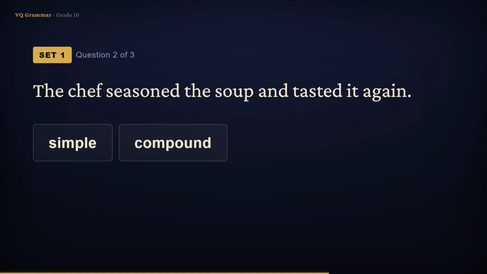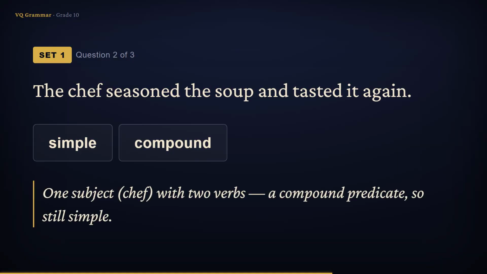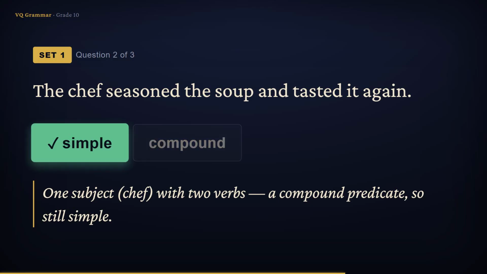The chef seasoned the soup and tasted it again. Careful here. There are two verbs, seasoned and tasted. So go hunting for a second subject. There is not one. "Tasted it again" cannot stand alone as a sentence. That is a compound predicate. So the sentence is simple.